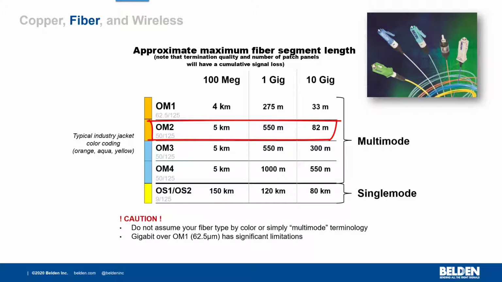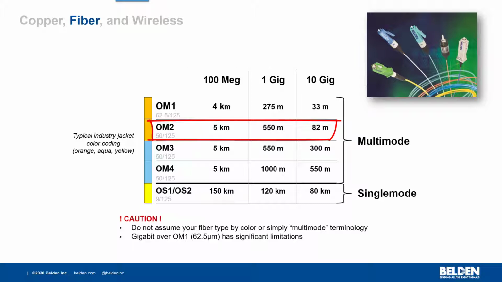This too is why many customers, simply to take the distance issue off the table, will migrate their network or any new installations over into single mode. And with single mode, as you can see, the distance limitation between 100 meg, a gig, even 10 gigabit simply is a moot issue.